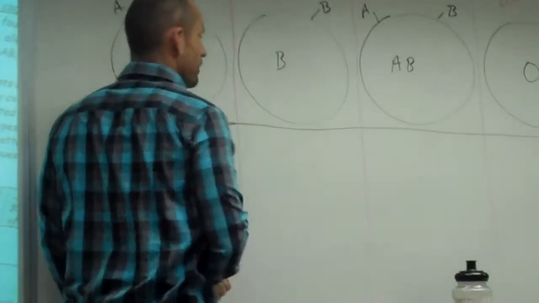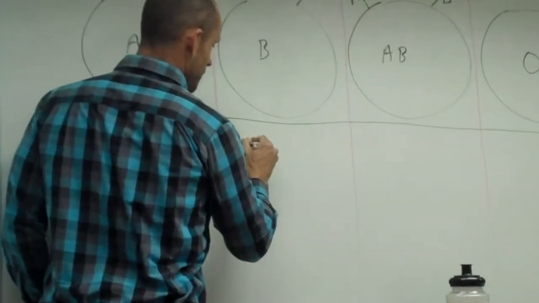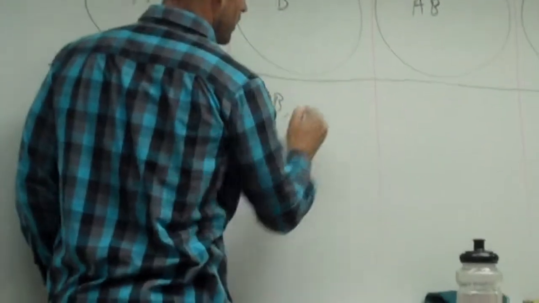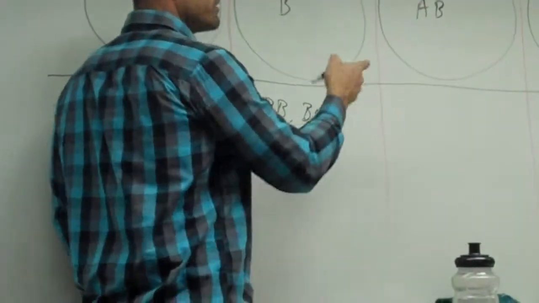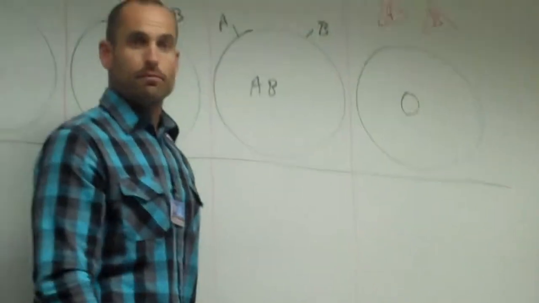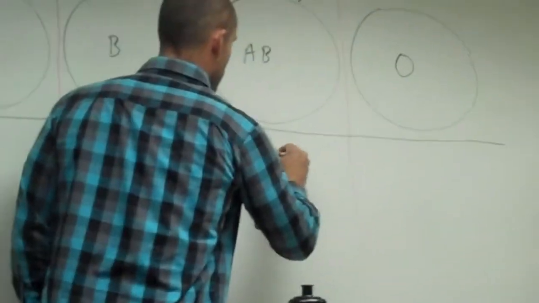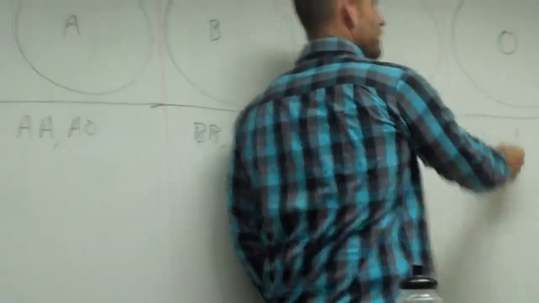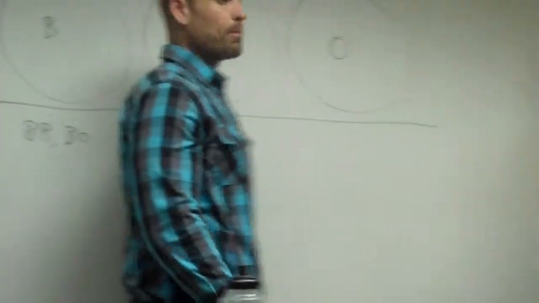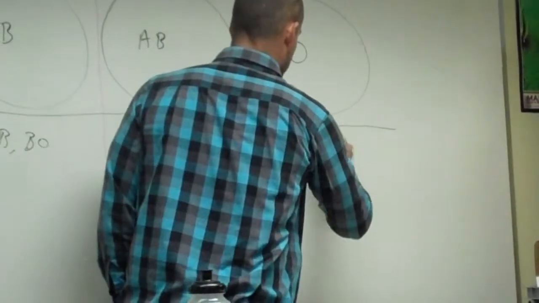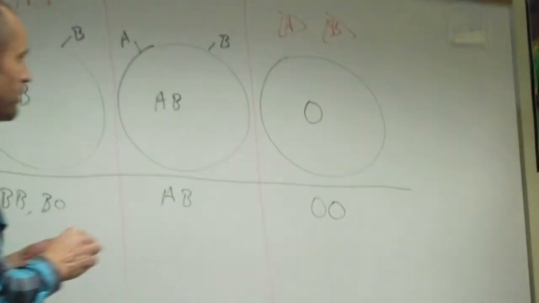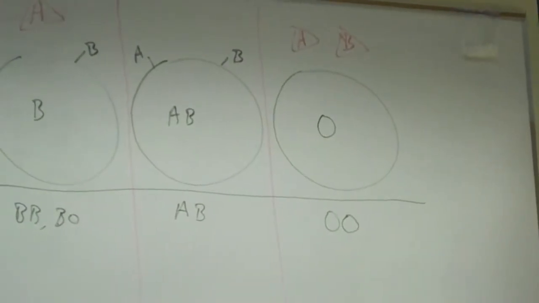If I have B-type blood, what are my possible genotypes? BB or BO. Now, what's the only type of genotype you can have for AB blood? You can only have AB. What's got to be your genotype for O blood? OO, because O is recessive to everything else. So the only way you can get O-type blood is to have the OO alleles.